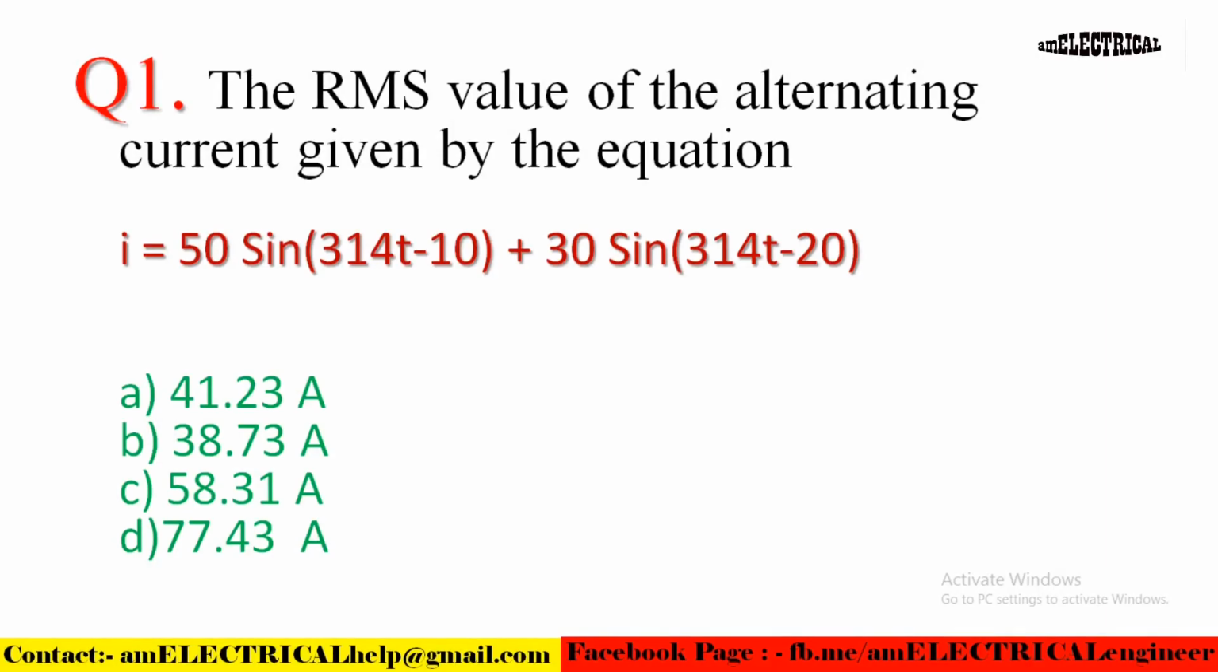The RMS value of the alternating current given by the equation I equal to 50 sine(314t minus 10 degree) plus 30 sine(314t minus 20 degree). Here the options are option A 41.23 ampere, option B 38.73 ampere, option C 58.31 ampere, and option D 77.43 ampere.